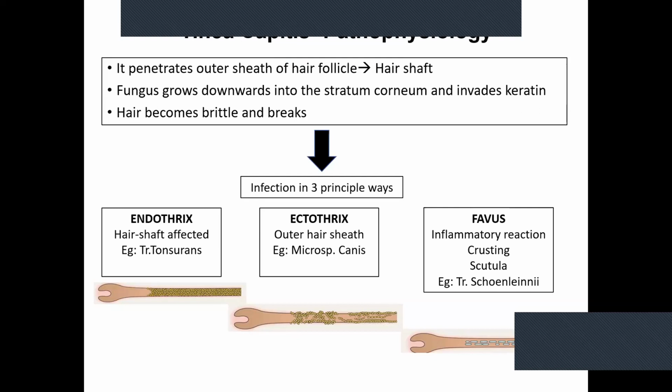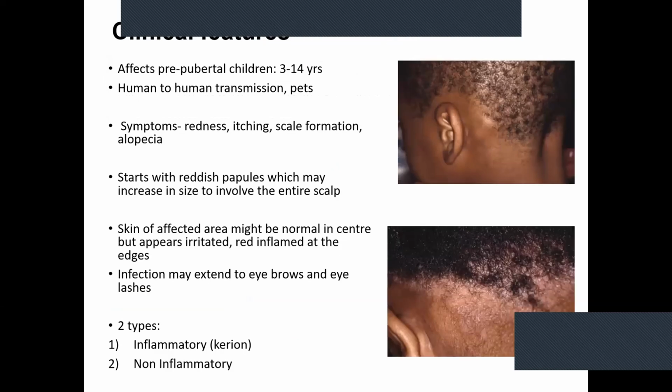The clinical features: it affects mainly prepubertal children between 3 to 14 years of age. Classically, human to human transmission is there, but sometimes there is a history of pets. Symptoms include redness, itching, scale formation, and alopecia. It starts with reddish papules, which may increase in size to involve the entire scalp. The skin of the affected area might be normal in the center, but appears irritated, red, and inflamed at the edges. The infection may extend to the eyebrows and the eyelashes.